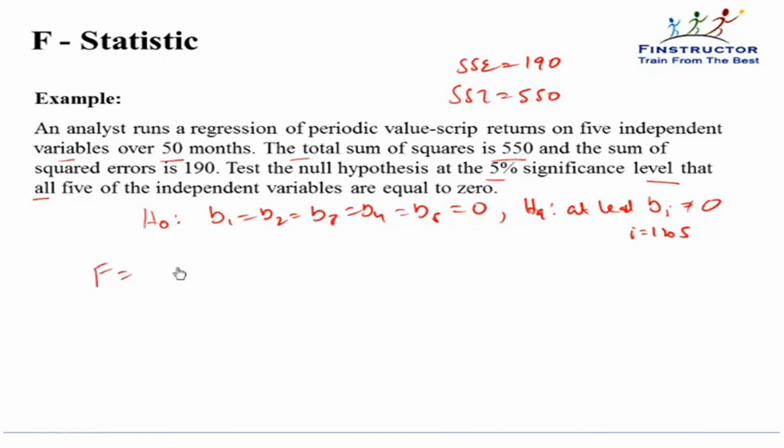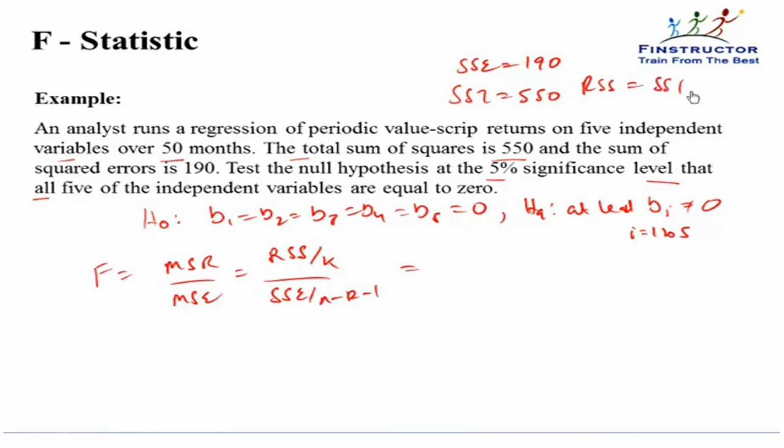The F statistic is calculated as the mean squared regression upon the mean squared error. Mean squared regression is nothing but the regression sum of squares upon k, that is 5, upon the sum of squared errors upon n minus k minus 1. The regression sum of squares can be calculated as the sum of squared total errors minus the sum of squared errors. The sum of squared total errors is 550 minus 190.